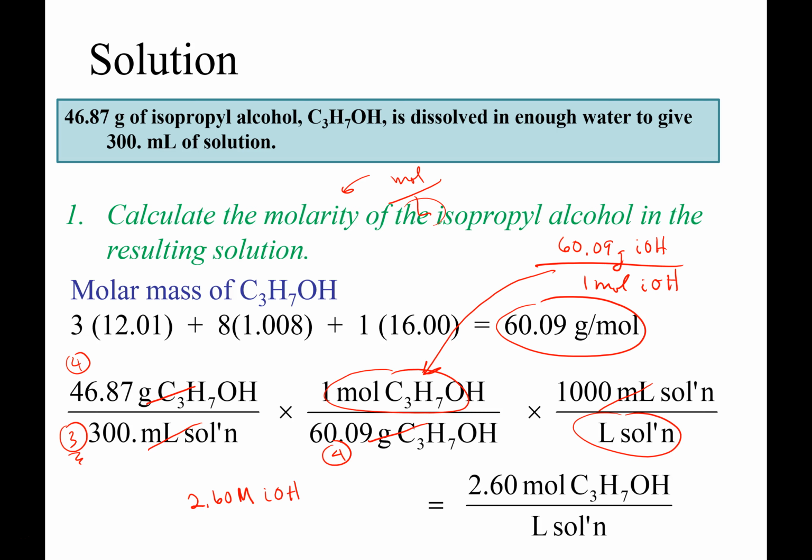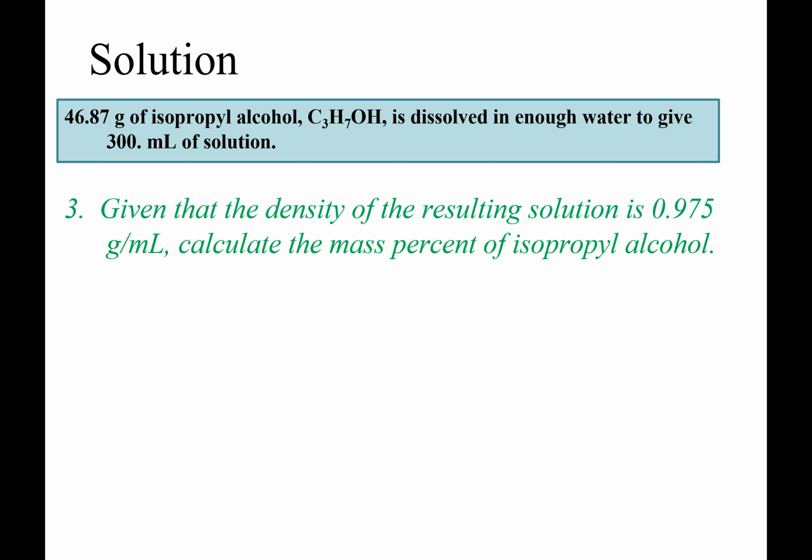So the original question said, can we come up with the mass percent of isopropyl alcohol? And no, you couldn't with just the information given in the original problem. But if we throw in one more piece of information, which is the density, then we can go ahead and work the problem. So the density is 0.975 grams of solution. Now remember, that's not isopropyl alcohol, that's grams of solution per 1 milliliter of solution.